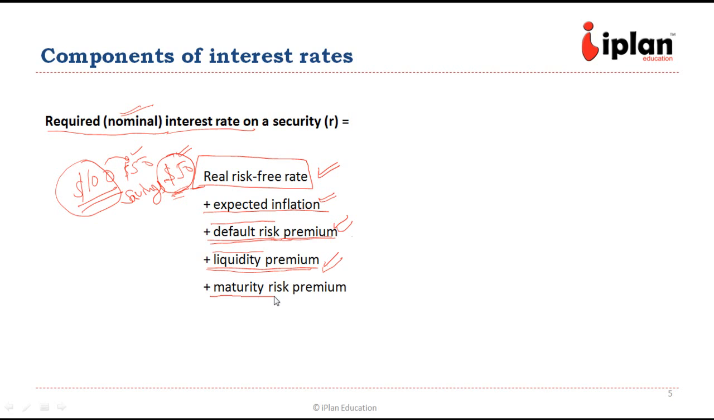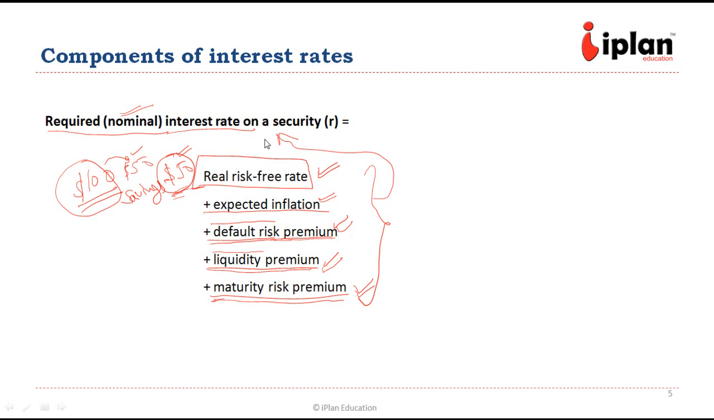And finally, the maturity risk premium. This is another risk. This risk has to do with the fact that at the time of maturity, if the interest rates prevailing in the markets are higher than the interest rate given by that instrument, then the person tends to lose. So this is the maturity risk premium. So all of them together constitute the nominal interest rate on a particular security.